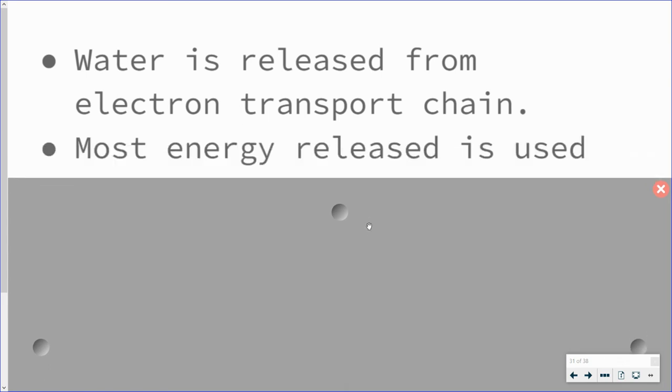Water is also a true waste product. It's produced in the electron transport chain, and it doesn't go anywhere. It's not used for anything else. It's a true waste product. It's a true leftover.